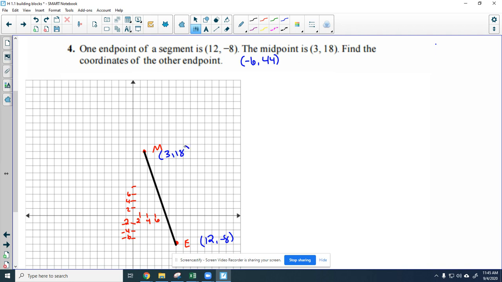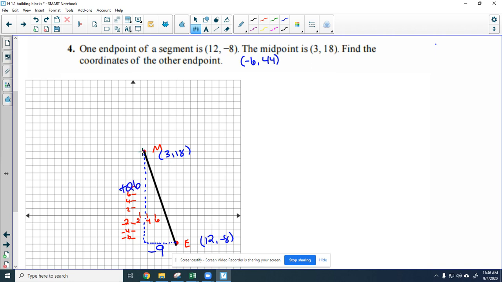That's (3, 18). So to get from E to M, I have to go either along that line that I drew there, that segment, or along this path. I could also go over and up. So I just have to figure out how far over and how far up I am going. So you can either count. It's a little harder on this one because the numbers are bigger and they're a little further apart. But you could also use these coordinates here, the x coordinates. So in this direction, I could either count or know that from 12 back to 3 is a difference of 9. So I'm subtracting 9. I'm going to put minus 9 there. And then from negative 8 all the way up to 18, I'm going up 26 units.